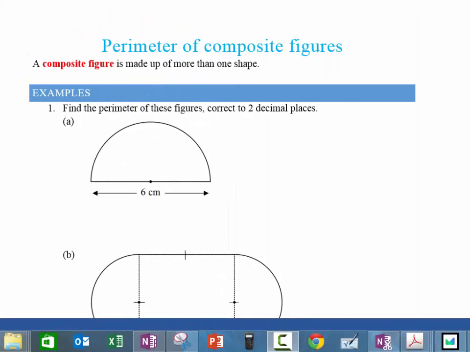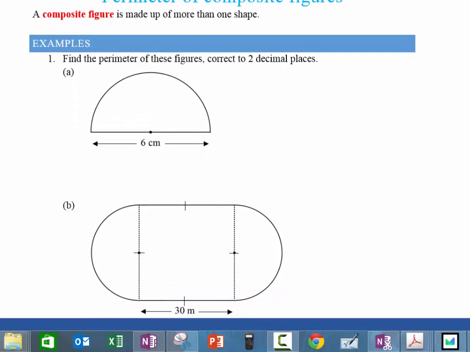Going to be looking at today are perimeter of composite shapes. And the first thing you need to know is that a composite shape is made up of more than one shape. And I've included in here some of the more complex questions that you get on perimeter, which involve circles. So let's have a look at this just through some examples.